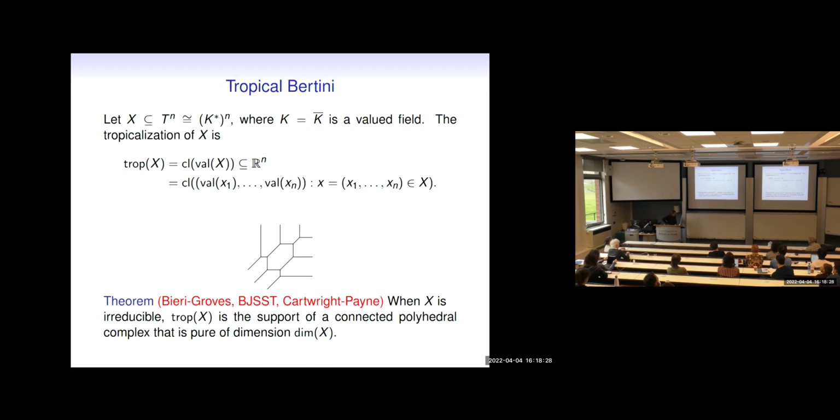Okay, so Josephine, you and I were interested in this connectedness result because we suspected that there would be more than just connected.